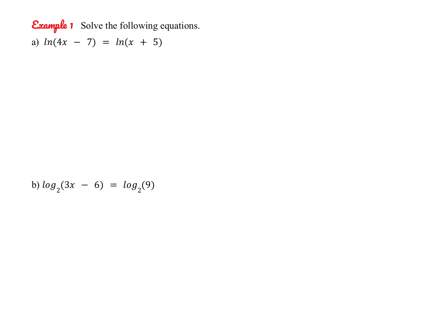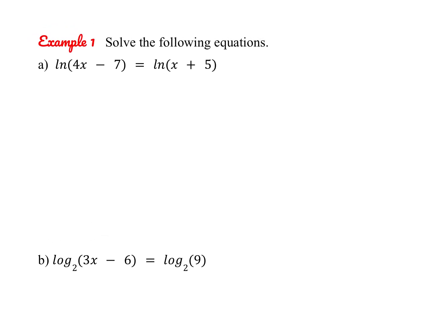All right, let's give a couple of these a try together. So here I have the natural log of 4x minus 7 equals the natural log of x plus 5. Since I have a single natural log equal to a single natural log, the bases are the same, they're both base e, I know just using logic that the insides of my logarithm must also be equal. So I can solve this equation simply by setting the insides equal to each other. So I'll just subtract x from both sides and add 7 to both sides.